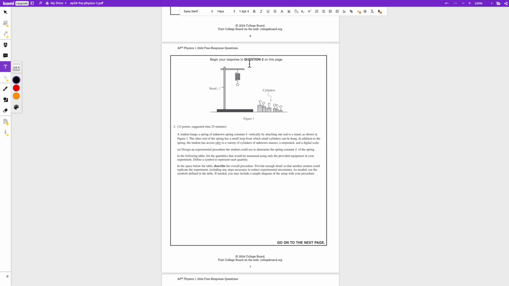So now we're done with that. Let's move on to question number 2. This is one of the experimental design questions, and let's look at what we have. We have an unknown spring constant. We have some cylinders and a loop to attach the cylinders to.